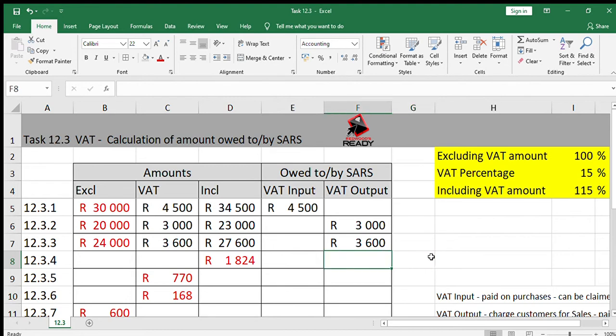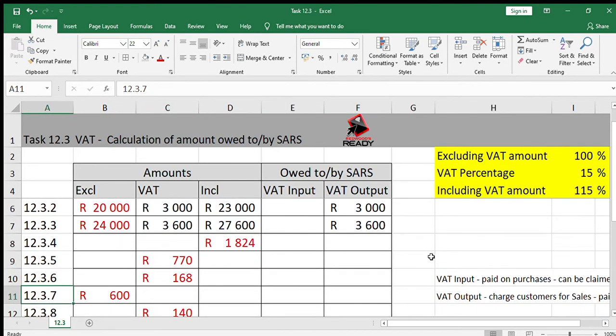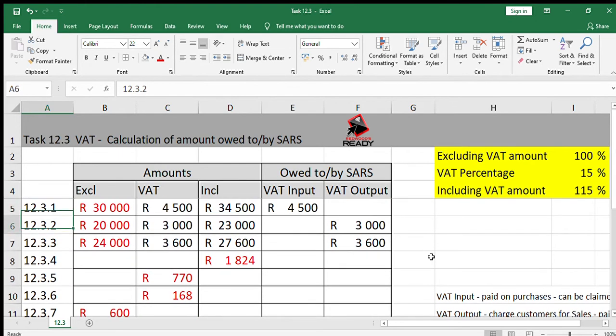Okay, so that is 12.3.4. We've been given an including VAT amount. We need to find the VAT and the excluding VAT amount, but let's first see what it's for. So Helen returned stock that she had bought on credit. Now remember, when Helen bought the goods on credit from her suppliers in 12.3.1, we recorded it as VAT input because she could claim the money back from SARS. Now, when she returns the goods, the VAT input will actually decrease because she can't claim that VAT back if she returned the goods. So let's calculate the figures first. 1824 is including VAT.